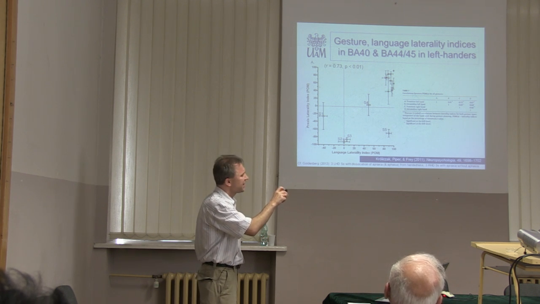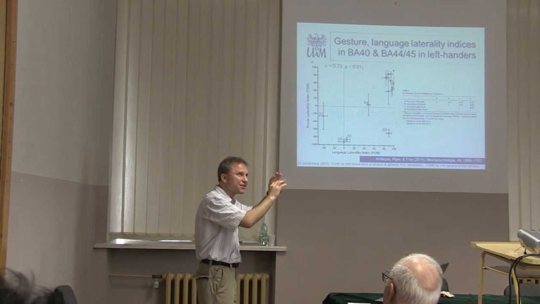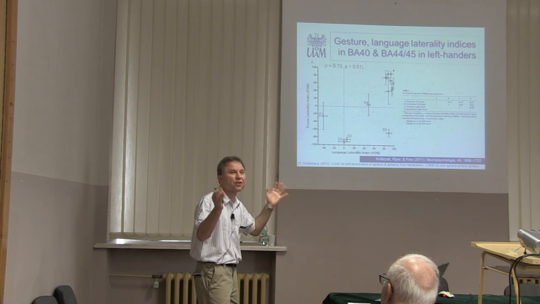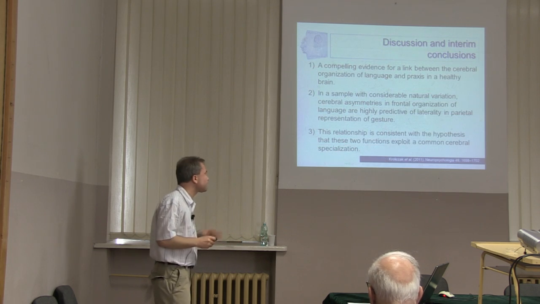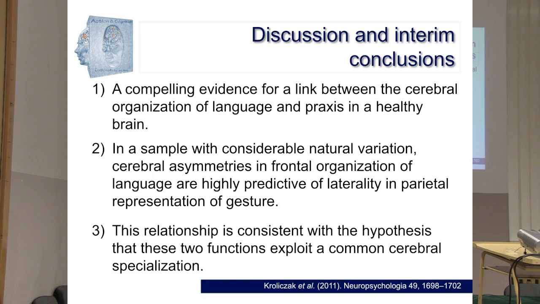Okay, so what this shows is that this correlation actually holds even if I consider all the gestures separately, and even if I consider the left and right hand, this correlation holds. Okay, so conclusions for now. There is a clear relationship. There is a natural variability of how language and praxis are represented in the brain, and my findings and some other findings recently are consistent with the idea that this relationship actually capitalizes on a common cerebral specialization.